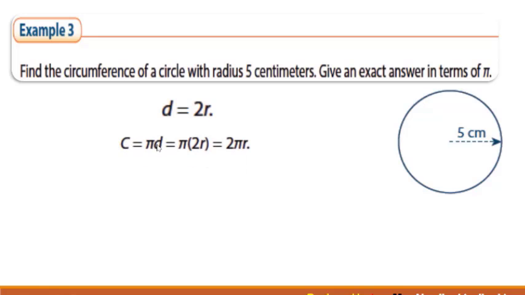C by D, I changed D with 2R, so this is my new formula. I told you this before, 2 pi R. So I change R with 5. So I start with this solution like this: C equals 2 pi R. So I change R with 5. So 2 times 5 is 10 pi.